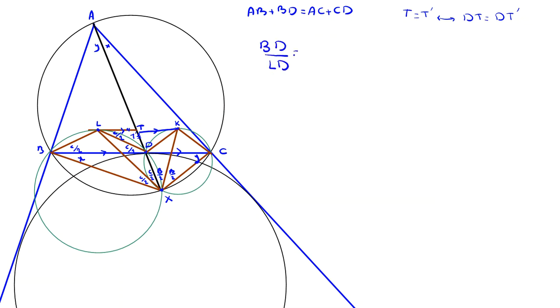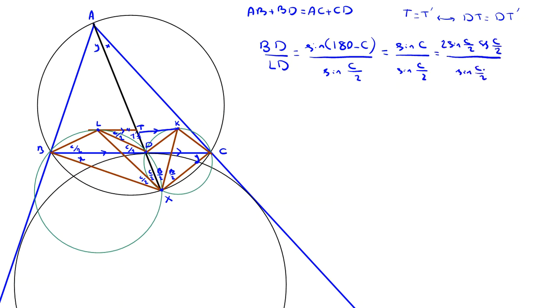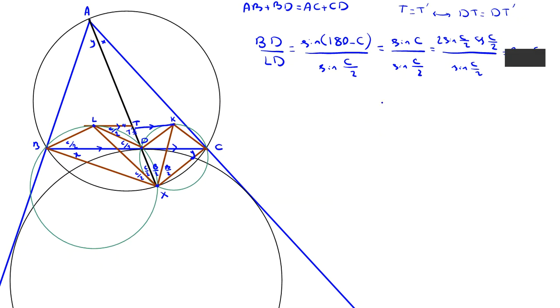So let's consider BD over LD by the sine rule. BD over LD equals sine of the angle opposite BD; it is C over 2 plus C over 2, so it would be sine of 180 minus C, over sine of the angle opposite LD. LD is opposite to angle C over 2, so sine C over 2. So here we can say it would be sine C over sine C over 2. And we know sine C is 2 sine C over 2 cos C over 2. Over sine C over 2, we can cancel, and it would be 2 cos C over 2. That was BD over LD.